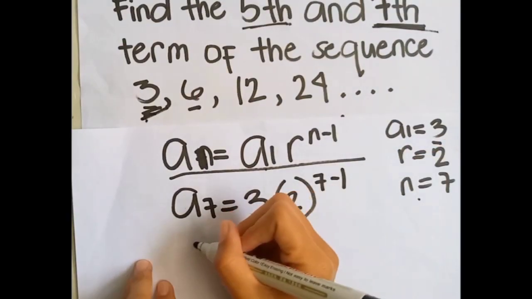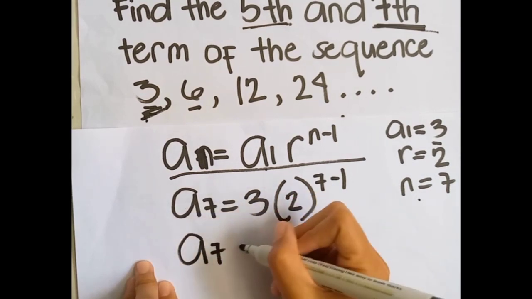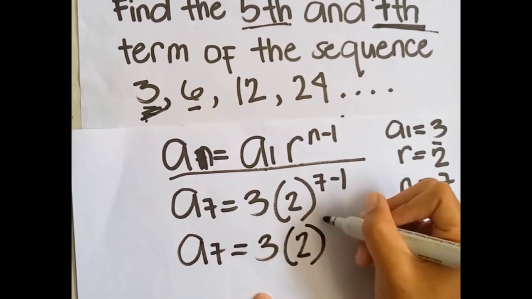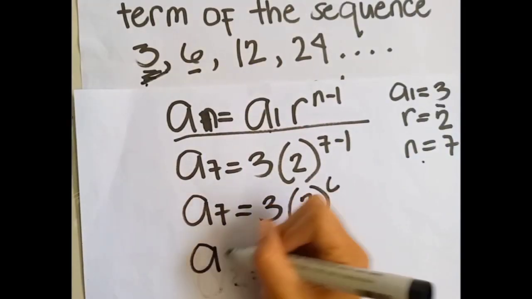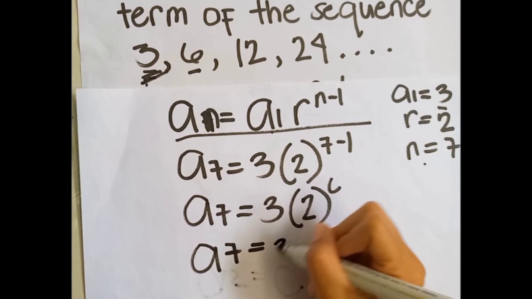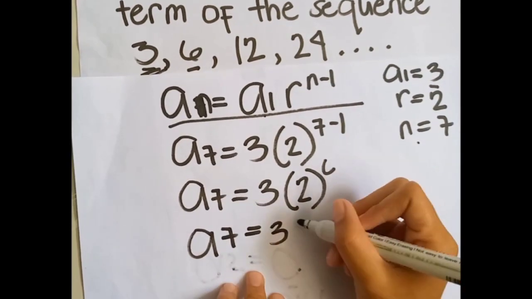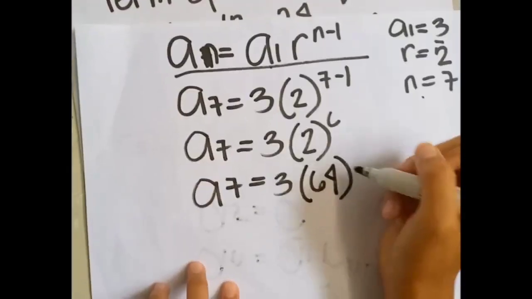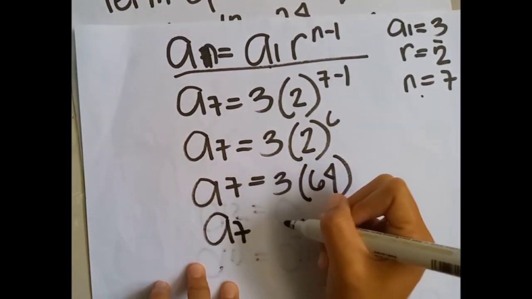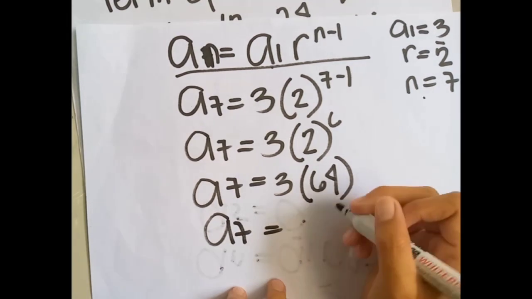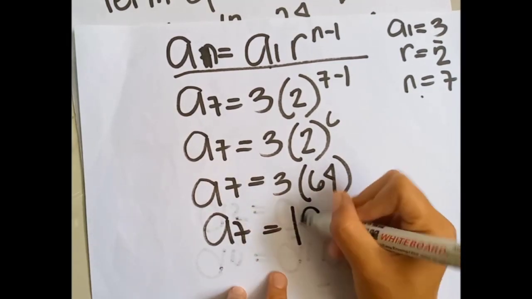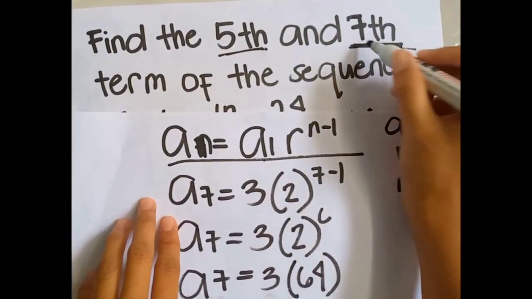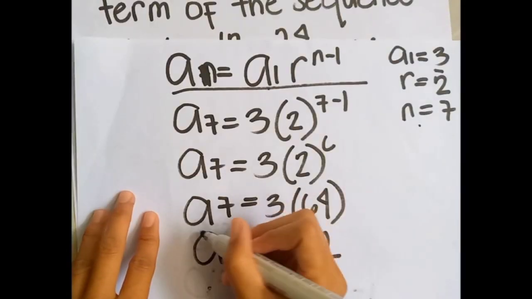So simplify. A sub 7 is equal to 3 times 2 to the power of 6. So 2 to the power of 6 would be 64. So 3 times 64 is equal to 192. Therefore, our seventh term is equal to 192.